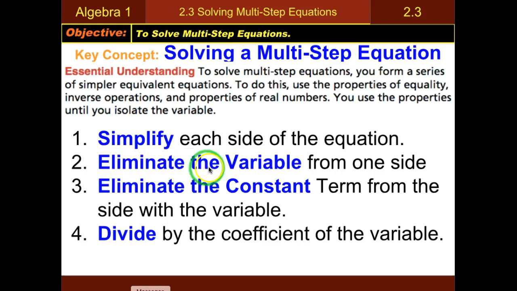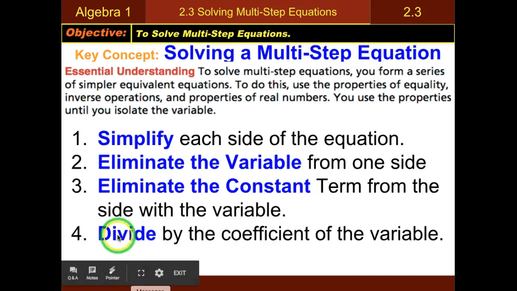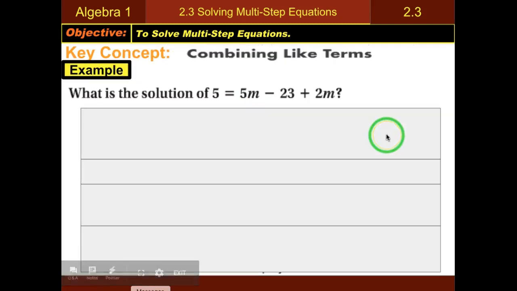So this one is here, but we won't need it today because this is already done for us, and that is to eliminate the variable from one side, meaning you want all the variable terms on one side of the equation. And then you're going to eliminate the constant term from the side with the variable. So what we end up with is a side with the variables and a side with the constants, but they're not intermingled anymore. Then we'll have a division problem right at the end to help us solve that.